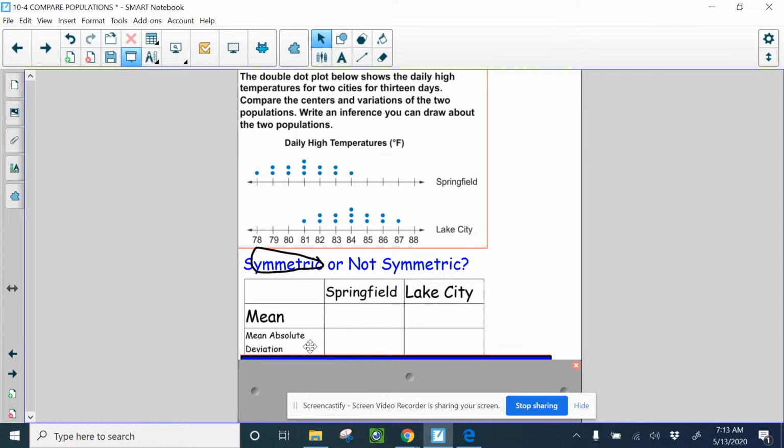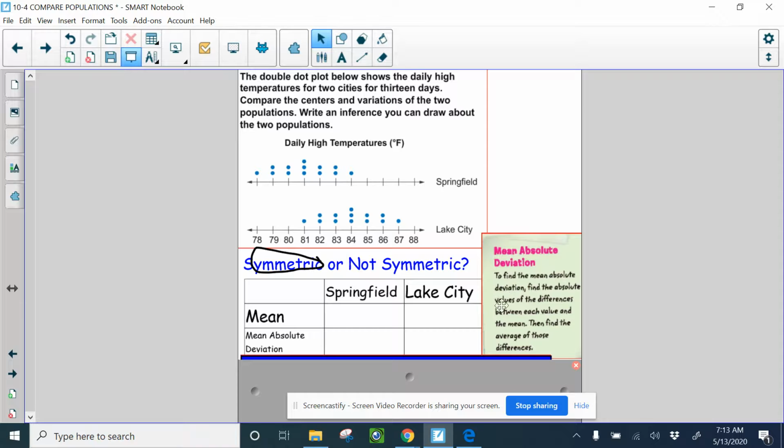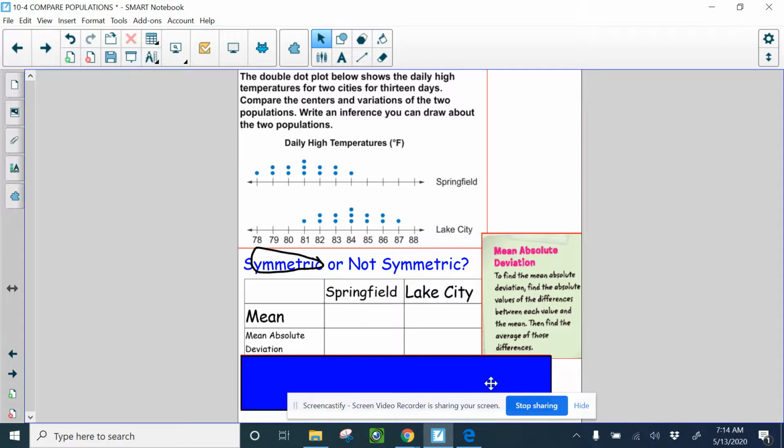Now, mean absolute deviation, we're going to skip over, unfortunately, without being in class. It's something we're not going to focus on as much. But to find the mean absolute deviation, for those of you who are interested, you would find the absolute values of the differences between each value and the mean. Then you would find the average of those differences. It's a little too complicated to get through when we're doing e-learning, so we're not going to concern ourselves with that too much.